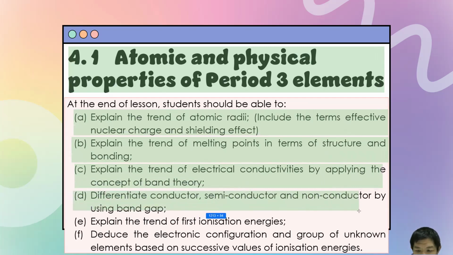Differentiate conductor and semiconductor by using band gaps, explain the trend of the first ionization energy, and deduce the electronic configuration and the group of unknown elements based on the successive values of the ionization energy.